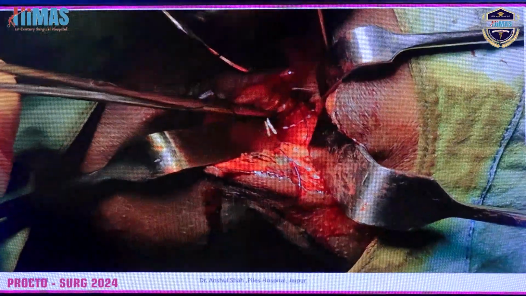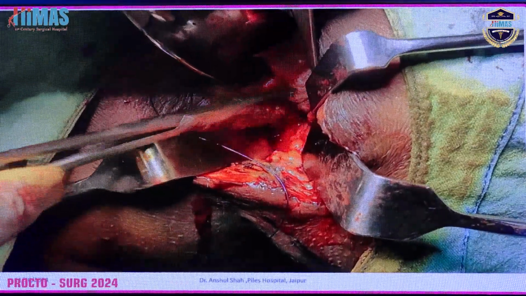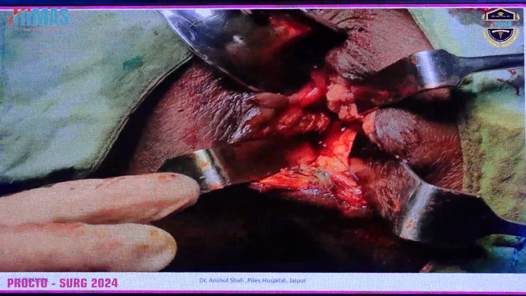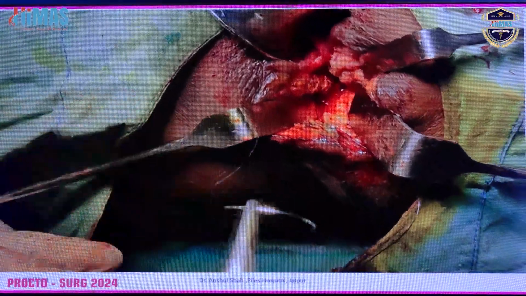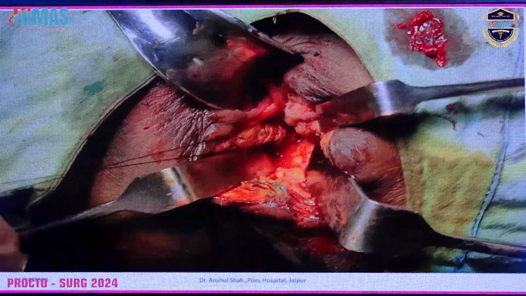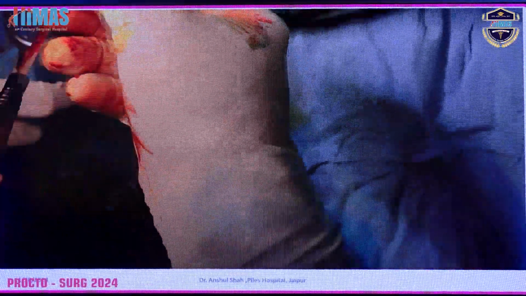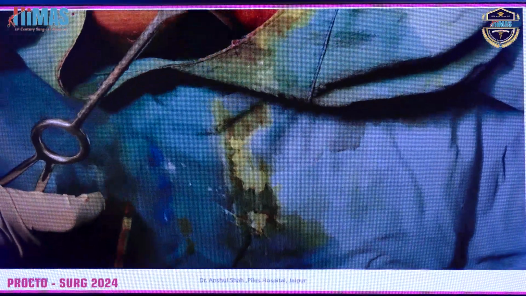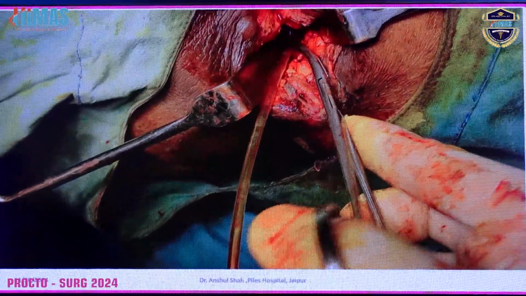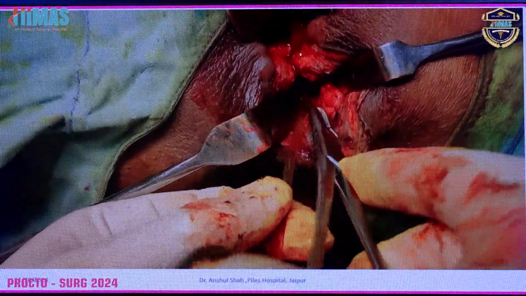We can put a drain tube inside so that it helps with proper drainage of the collection. Also we can wash through this tube. We can just put saline washes from this. So this is how the repair is done, and this is how we put the tube inside. So we are putting the tube inside, and the patient will go with the tube inside. You can see these are the sutures which are being taken, so the sphincter is approximated fully.